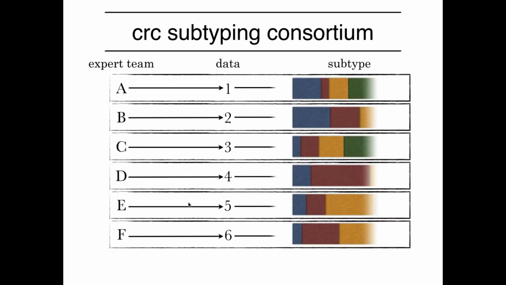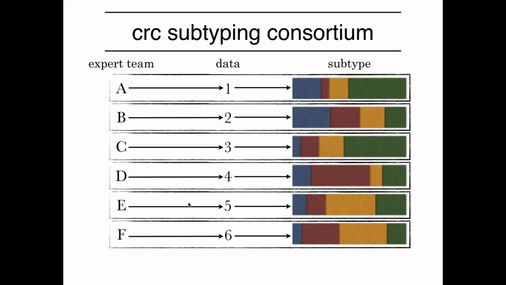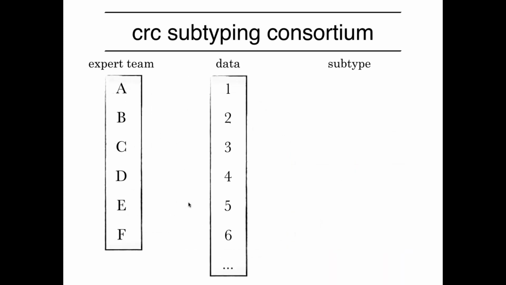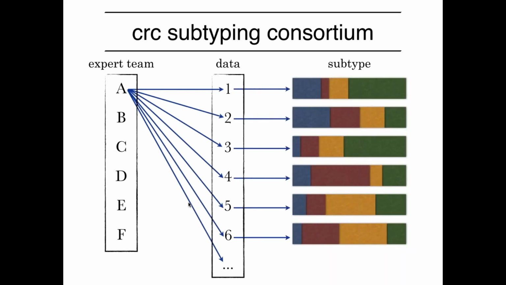And instead of the traditional model where each team is running their subtyping algorithm on their data set and determining a subtype, we instead brought all these groups together, curated all of the data, as well as some additional data that was in the public domain, for instance from TCGA, and had each one of the teams run their subtyping algorithms on each one of the data sets. So at this point, we have a factorial design where each one of the teams is running their algorithms on each one of the data sets.